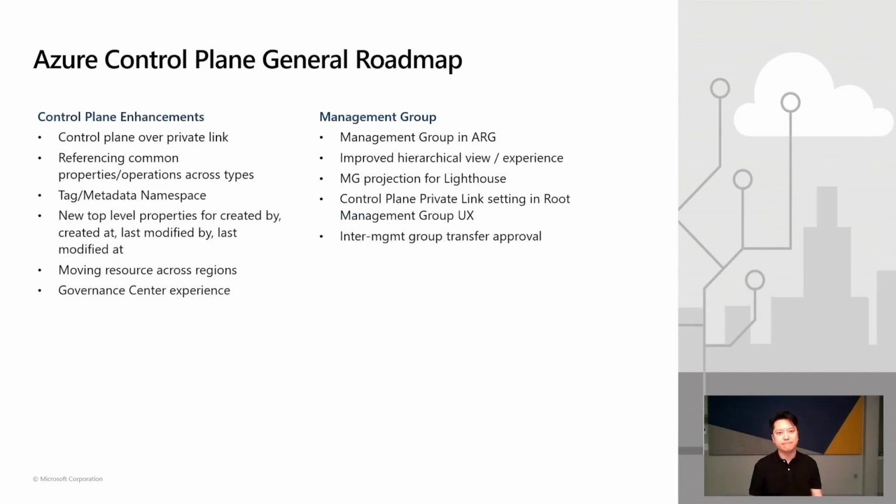General control plane roadmaps. One of the big things that we're working on is control plane private link, which will ensure all the control plane requests and responses between ARM and the client is isolated from the internet and stays on the Microsoft backend. We hope to bring this to you maybe in early 2021. This will give you a much more isolated and secure private network and includes control plane requests in that picture.